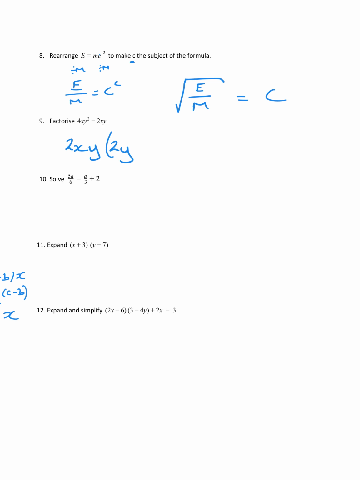Now, for the second term, I need to ask myself, what does 2xy multiply with to make minus 2xy? That's got to be minus 1. Okay, let's move on. Question 10.